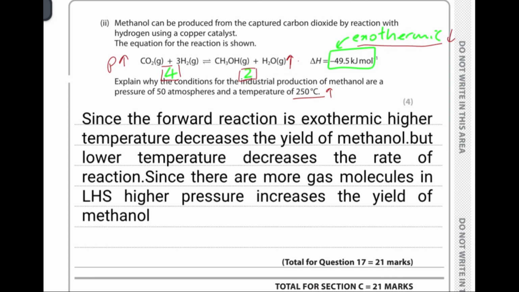So the answer is, since the forward reaction is exothermic, higher temperature decreases the yield of methanol, but lower temperature decreases the rate of reaction. Since there are more gas molecules on the left hand side, higher pressure increases the yield of methanol.